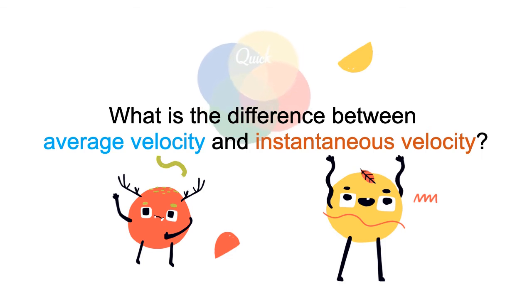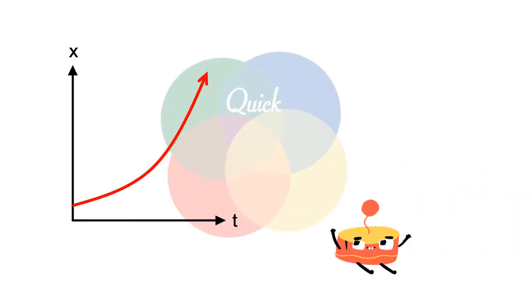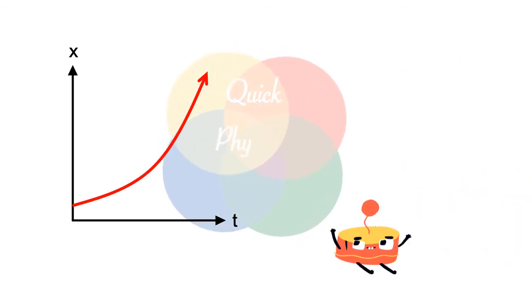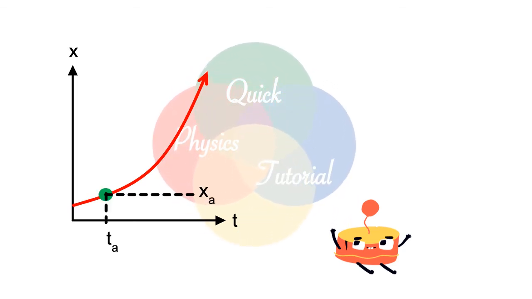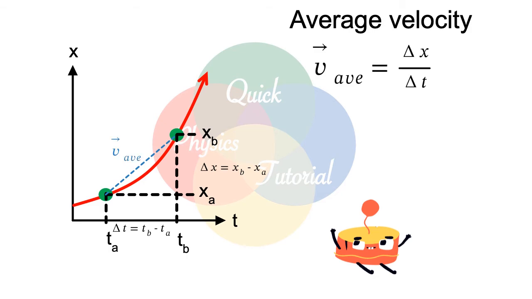What's the difference between average velocity and instantaneous velocity? Let's have a sample graph of a particle with increasing velocity. Say a particle travels from xa to xb with time ta to tb respectively. We name their intervals delta x and delta t. Recall that the average velocity is equal to the change in position over change in time. Rearranging it, we get delta x equal to velocity times delta t.